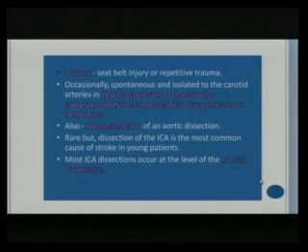angiographies. Rare, but dissection of the ICA is the most common cause of stroke in young patients. You do remember that it's a very rare cause, but in young teenage patients, this is one of the most common causes of stroke. Most ICA dissections occur at the level of the carotid bifurcation. So you will see that the proximal internal carotid artery is invariably involved when the dissection occurs.